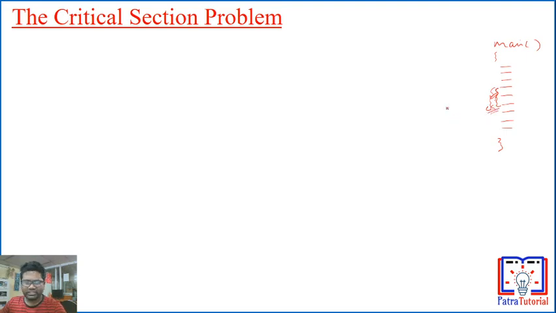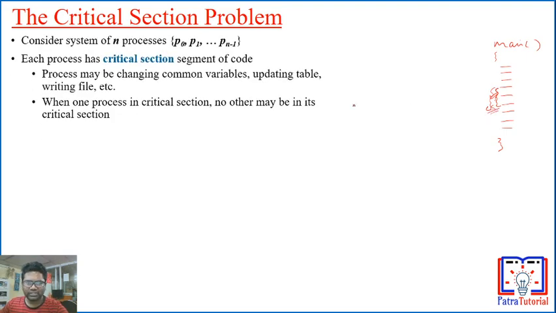Let me give one scenario. Suppose in a system there are n number of processes, starting from P0 to Pn minus 1, and each process has a critical section segment of code. Each process is nothing but a program, right? The program under execution is called a process. So each process has a critical section segment of code.